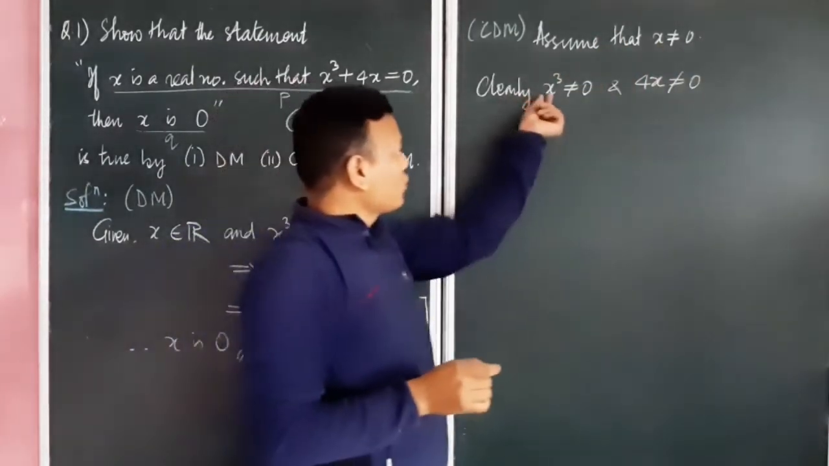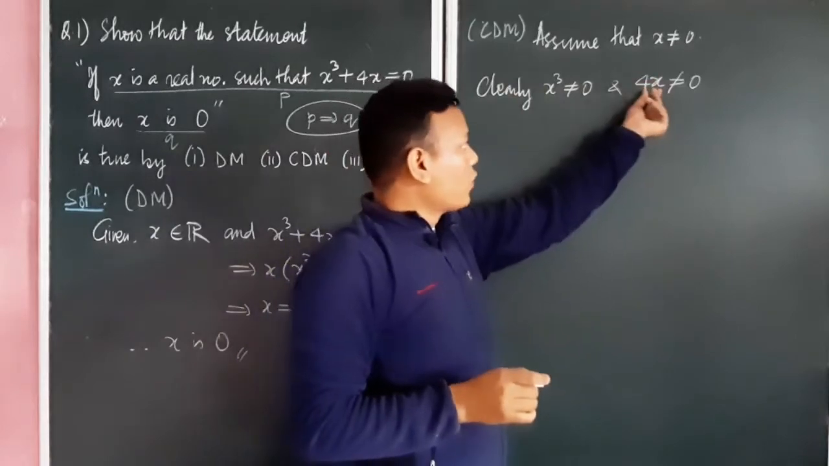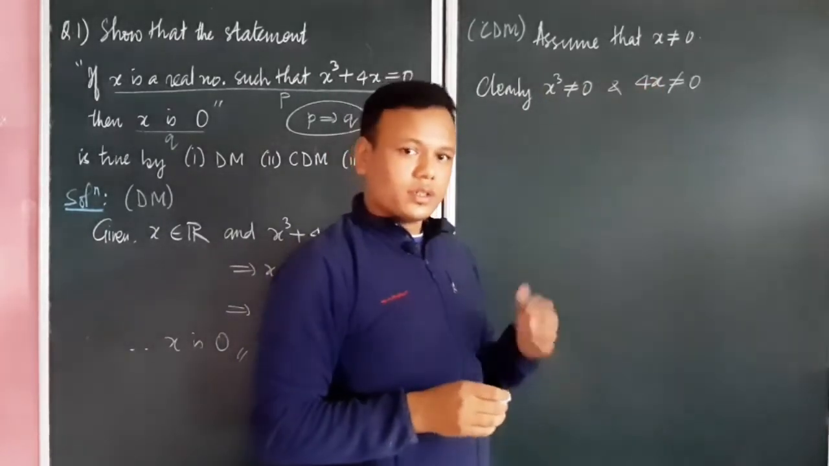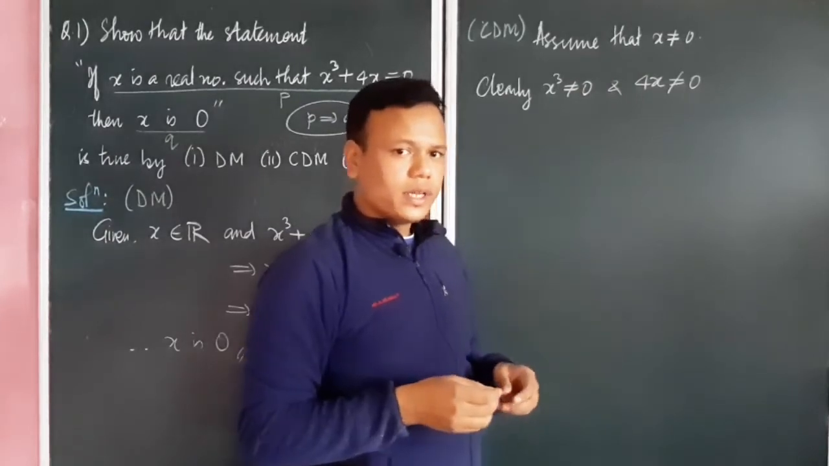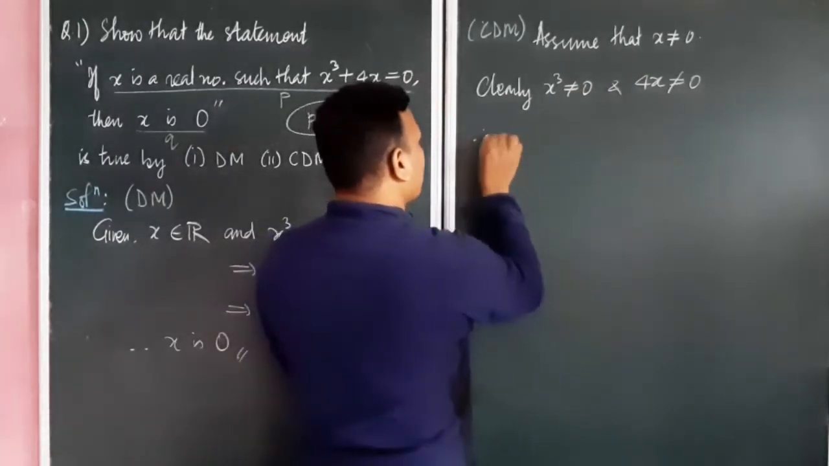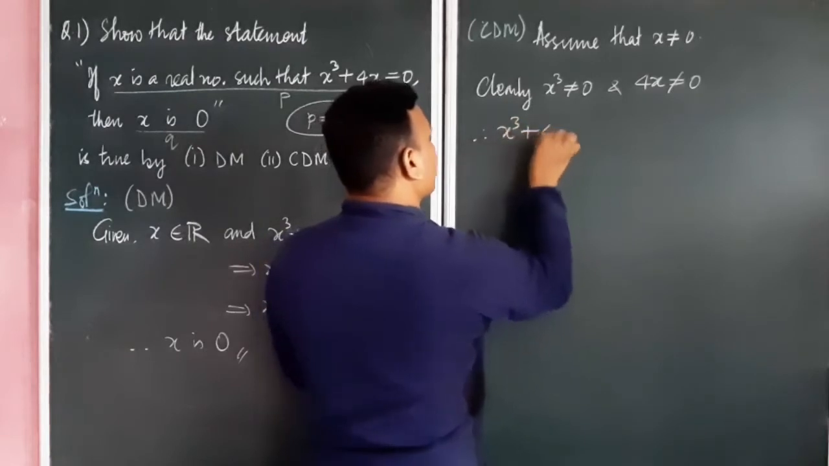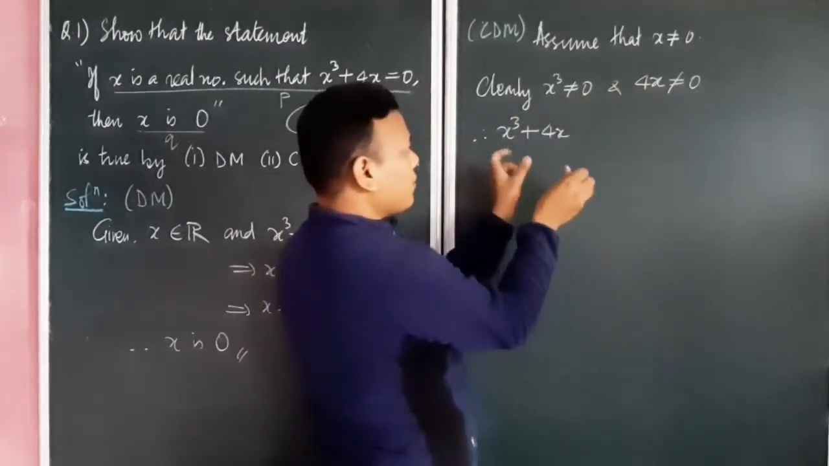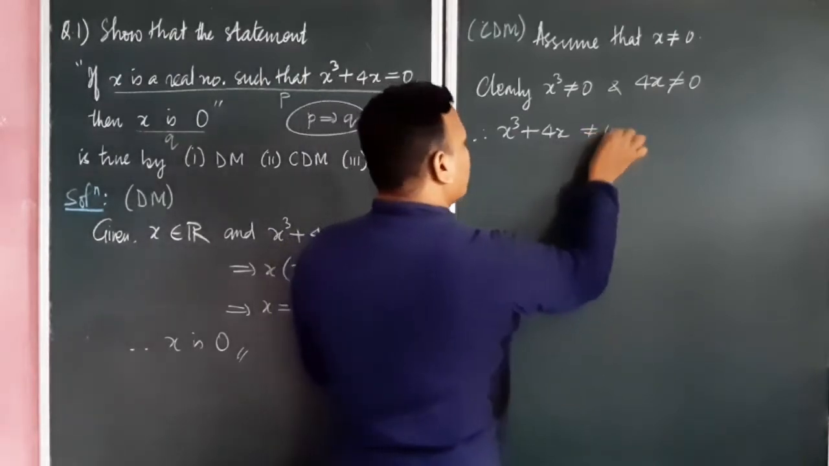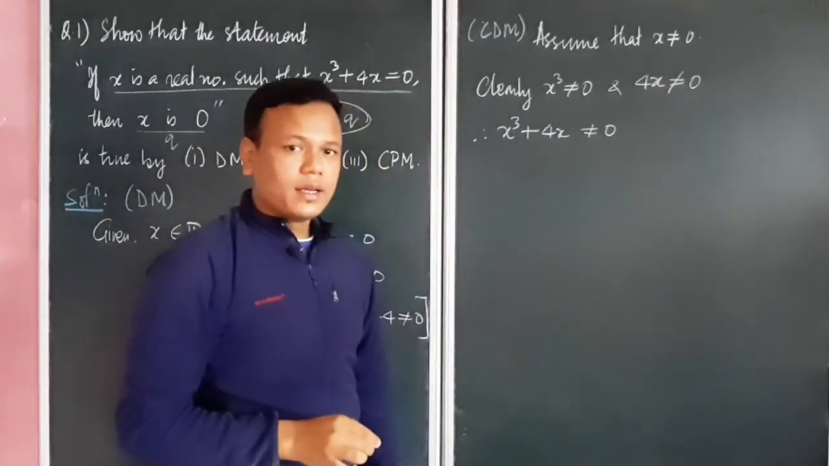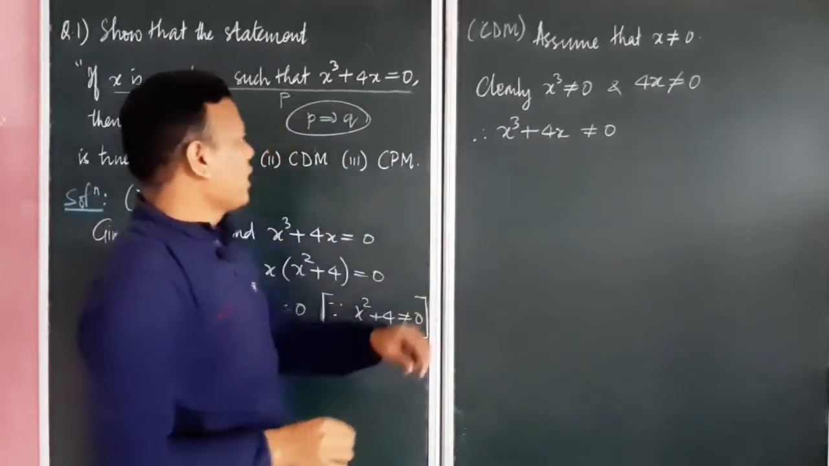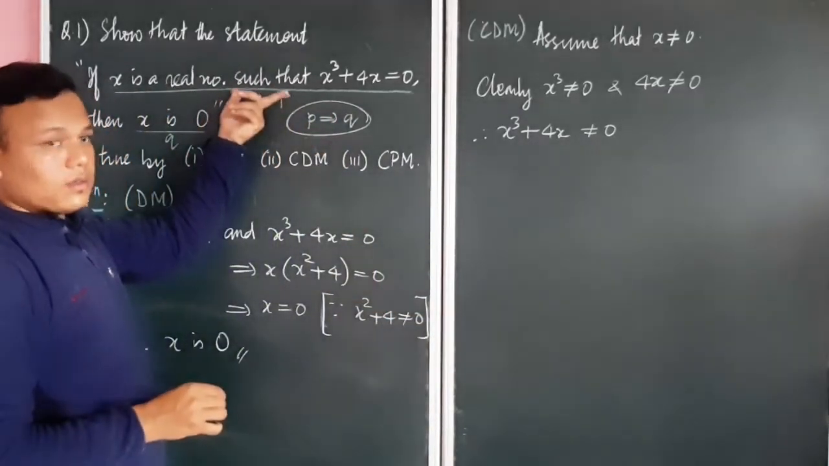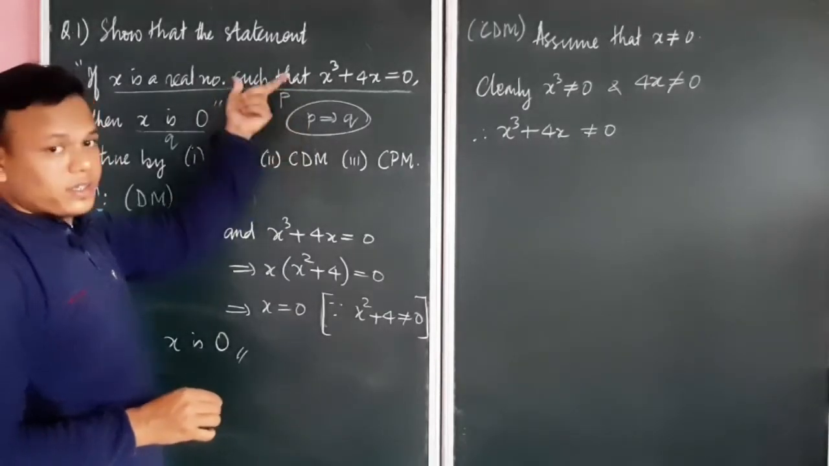Now x cube is not equal to 0 and 4x is not equal to 0. Then what will happen to their sum? Their sum will also not be equal to 0, right? So x cube plus 4x: this is non-zero, this is also non-zero. After adding them, I find that this will also not be equal to 0. So what is the meaning of this? We have p given to us, isn't it? P is given, so it is always true.